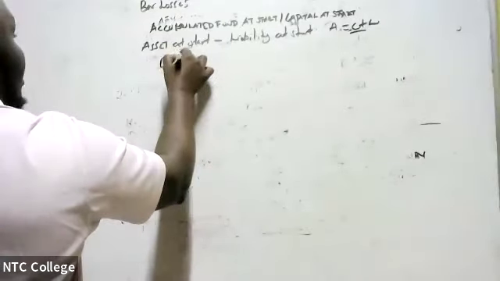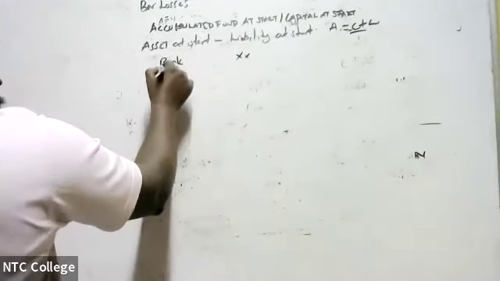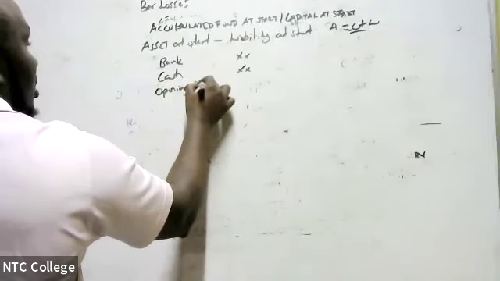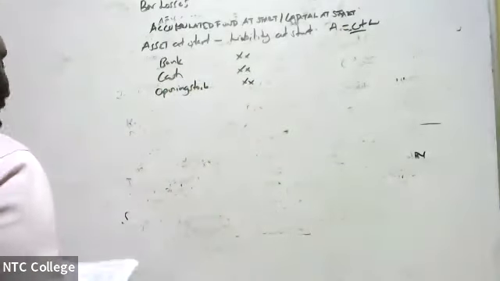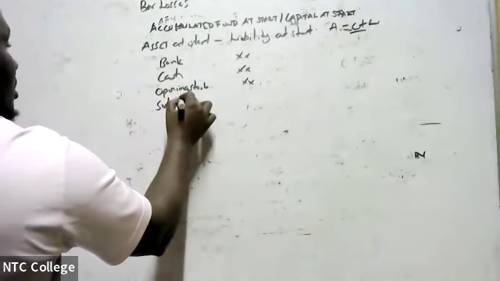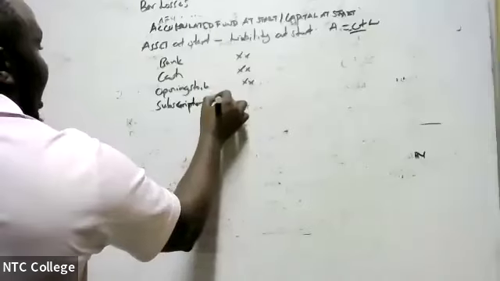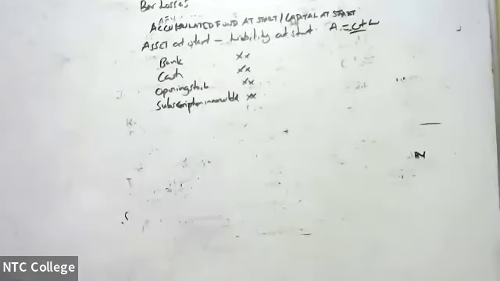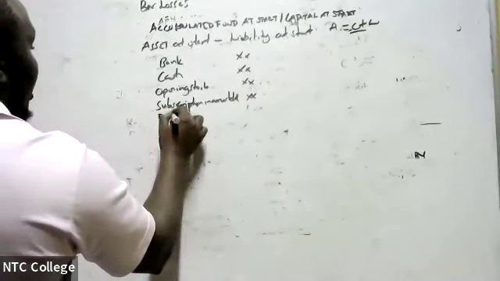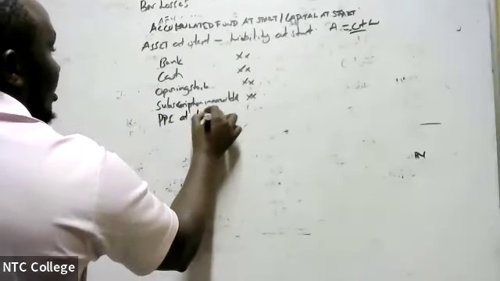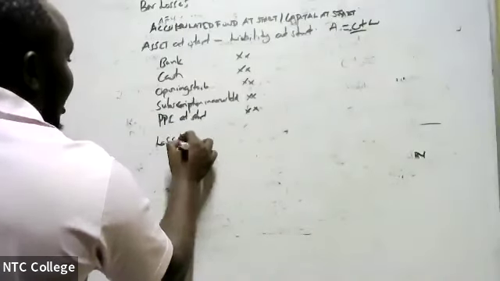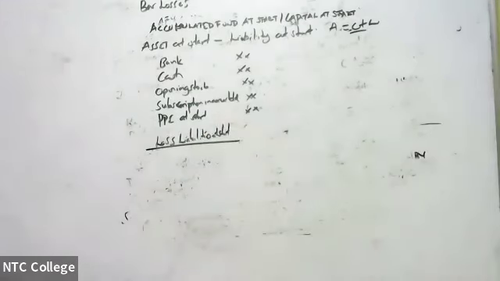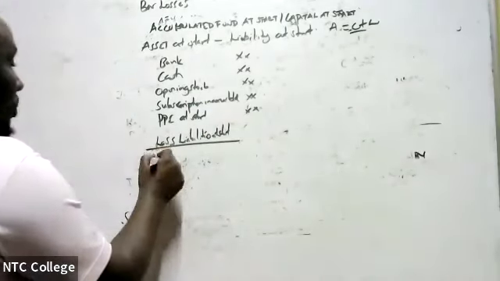So we know bank. Let's say bank. But remember at start, cash at start, opening stock. That is asset at start. Then you can have subscription in arrears, brought down, that is at start, you add that. Then we have PPE, property at start. Then we say less liabilities. Liabilities at start.